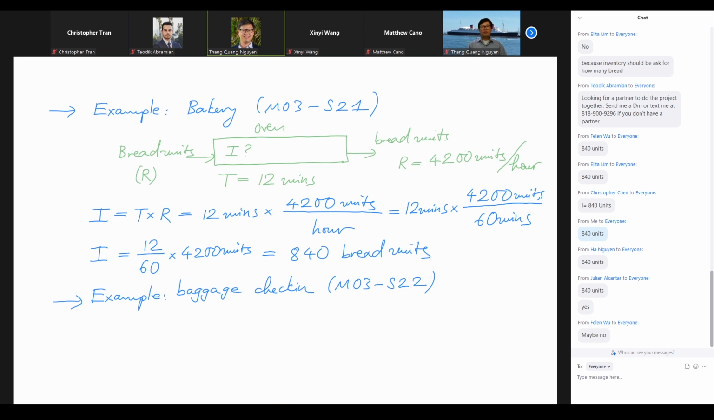So consider the baggage check-in process of a small airline. Check-in data indicate that from 9 a.m. to 10 a.m., 240 passengers checked in. Okay, that's the first piece of information.